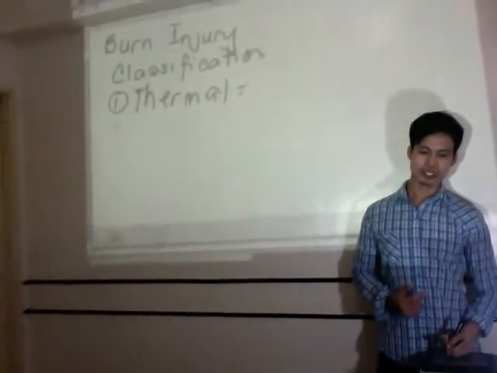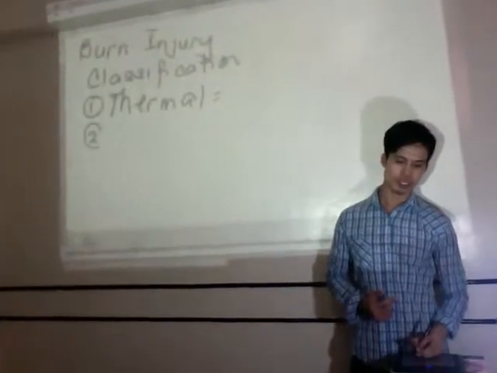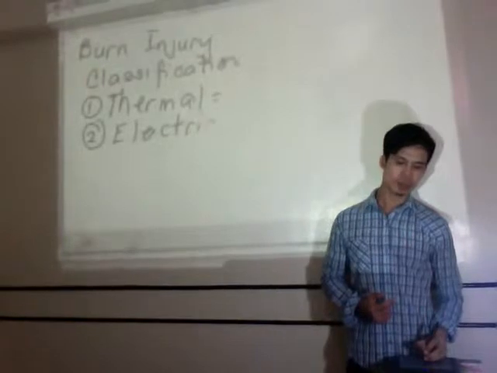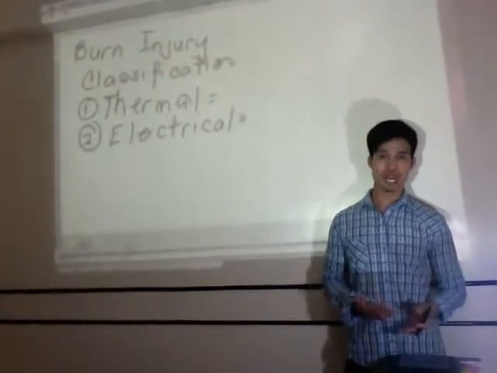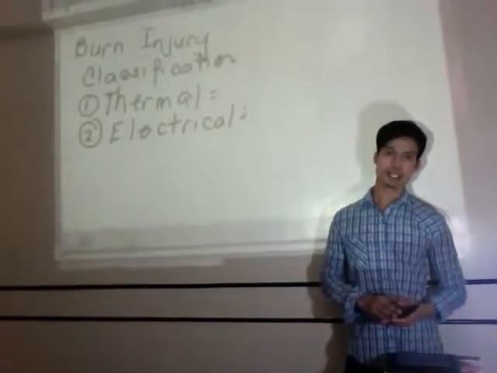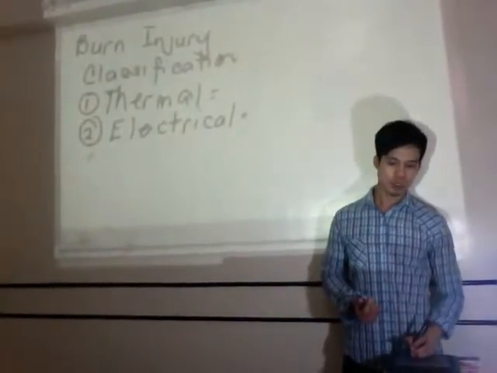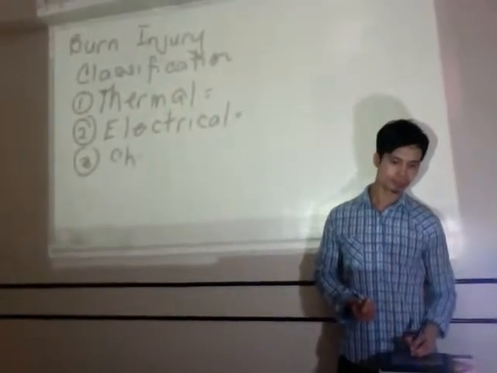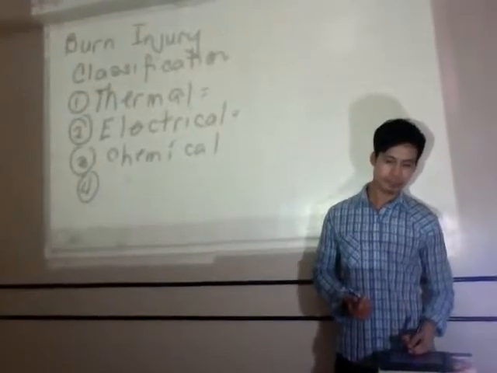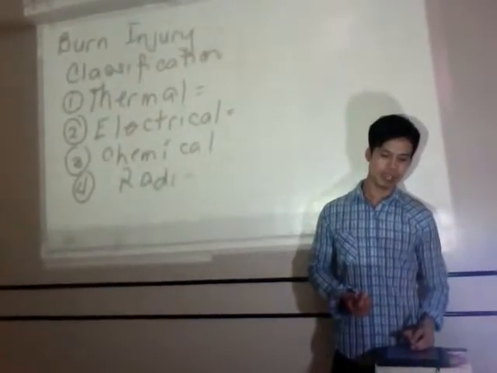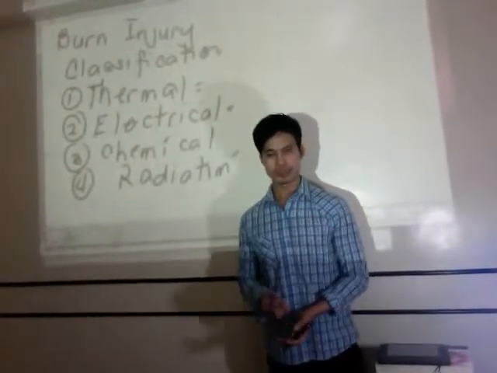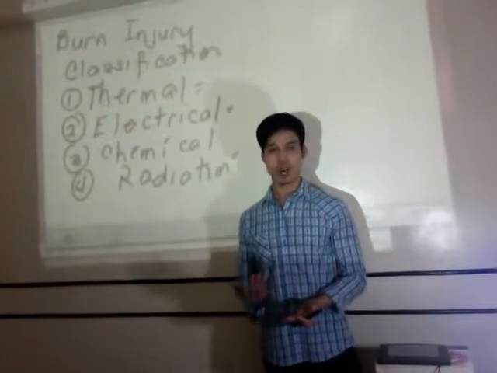Another classification according to causes of burn injury is what we call electrical burn injury. Electrical burn injury is one common cause of cardiac dysrhythmias or cardiac arrest. Another type of burn injury is caused by strong acids, so you call that chemical burn injury. The last classification is what we call radiation burn injury, and one best example of radiation burn injury is exposure to the UV rays of the sun. So that is the classification of burn injury according to causes.